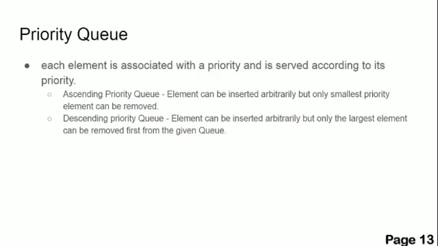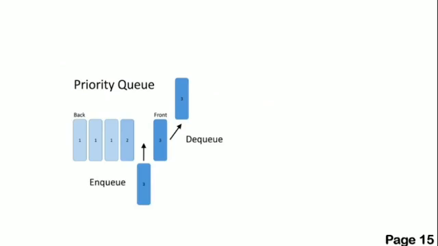Priority queue: each element is associated with a priority and is served according to its priority. Ascending priority queue: elements can be inserted arbitrarily, but only the smallest priority element can be removed. Descending priority queue: elements can be inserted arbitrarily, but only the largest element can be removed first from the given queue. As you can see in the picture.